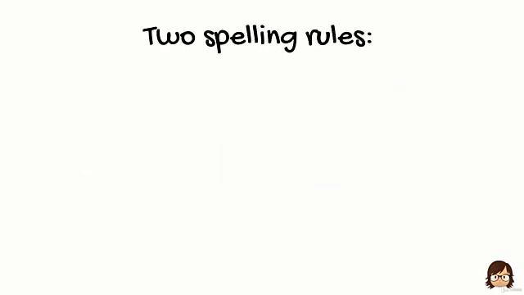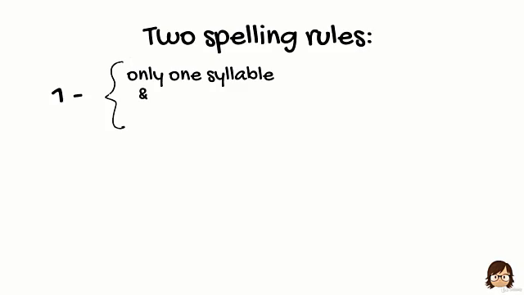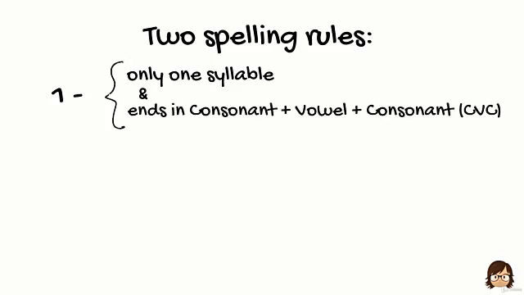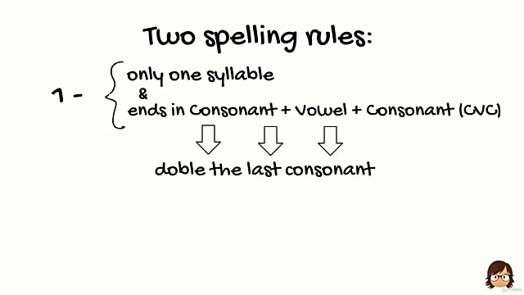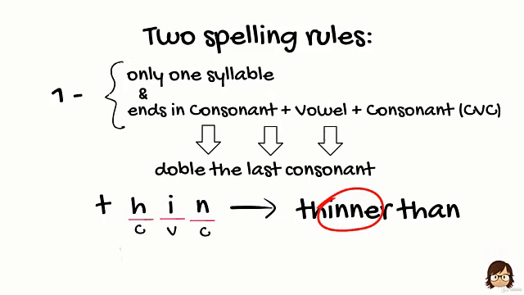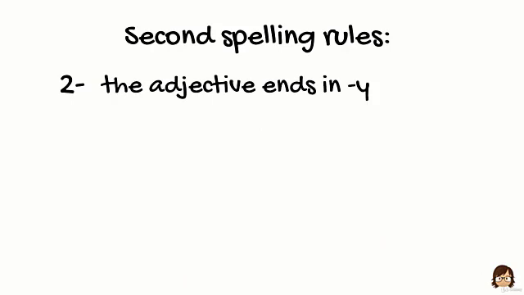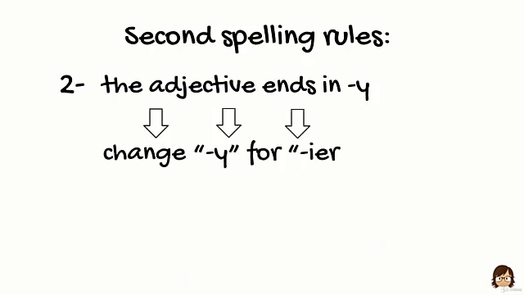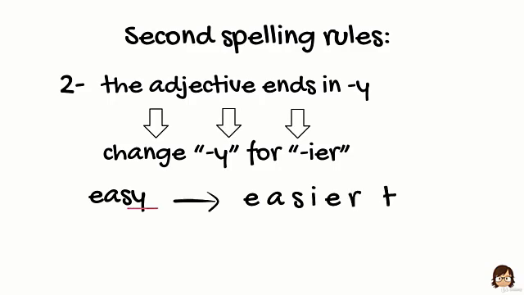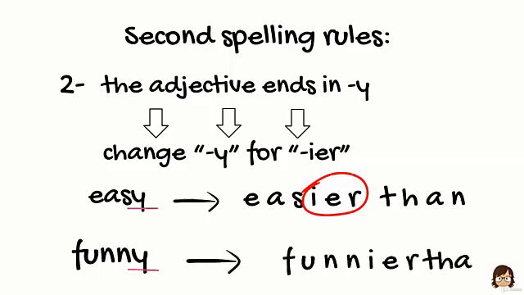There are two spelling rules here that you have to remember. 1. When an adjective has only one syllable and ends in consonant plus vowel plus consonant, we double the last consonant. For example, thin, thinner than. Big, bigger than. 2. When the adjective ends in y, then change y for ier, like in easy. The comparative is easier than. Or funny, funnier than.